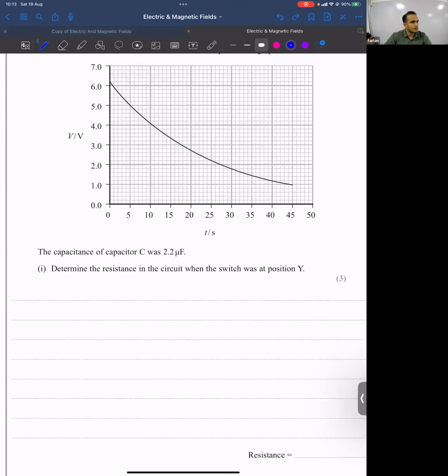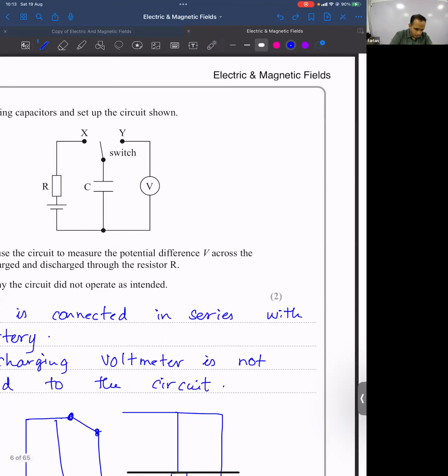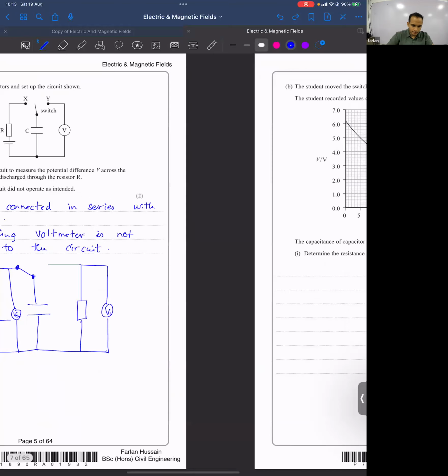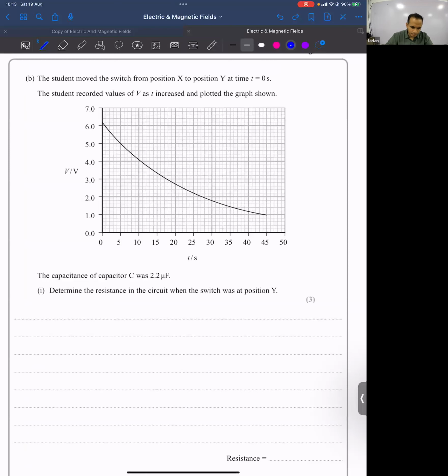Okay, listen. First tell me this. When it is at position Y, as we see, there is no resistor. But they're talking about the resistance. That is the resistance of what? The wires, the connected wires. And this voltmeter can also have a small resistance. All that put together is the resistance they are referring to here, not the resistor. Determine the resistance in the circuit when the switch is at position Y.